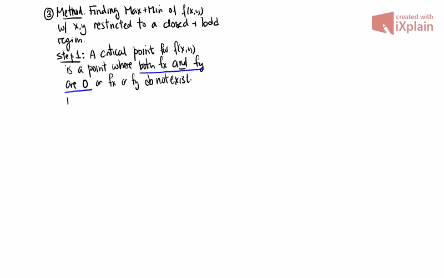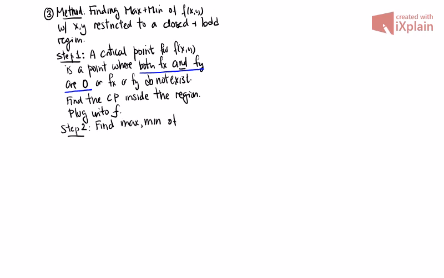So what we do here is we find the critical points inside the region, and we plug those into f. And then step 2. What we do here is we find the max and min of f on the edge of the region. Now, how we do this is a little confusing the first couple of times, so I'm going to give it just sort of a general rule, and we'll work it out with some examples.